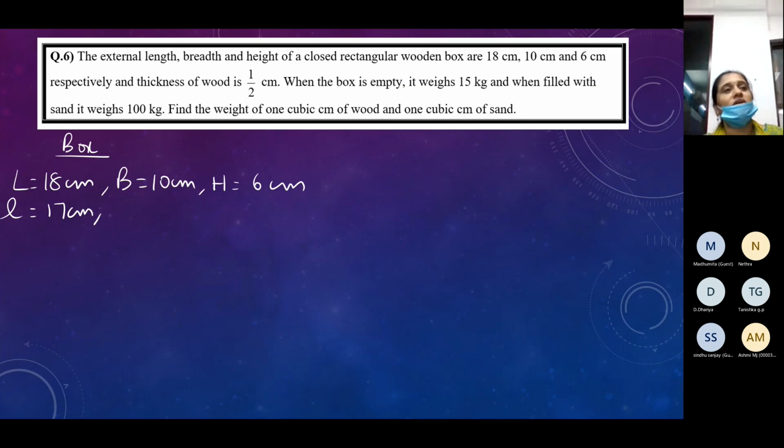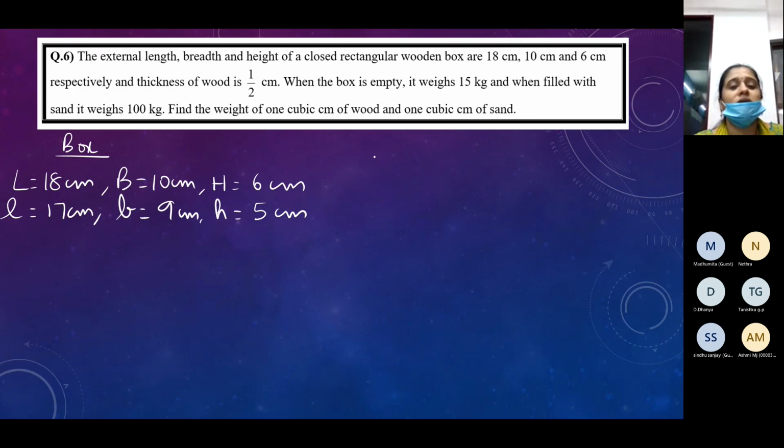Because you'll have to subtract 0.5 from both the sides. It is a closed box and the external dimensions are given. Internal dimensions, length is 18, external length, minus 0.5 on both the sides. Half is 0.5, 0.5 on each side. So 1, 18 minus 1, 17. What is the value of small b? 9 centimeters, ma'am. Small h? 5.5 centimeters. Because it's closed, you'll have to subtract the thickness 2 times. Okay, so for the box, we have everything.